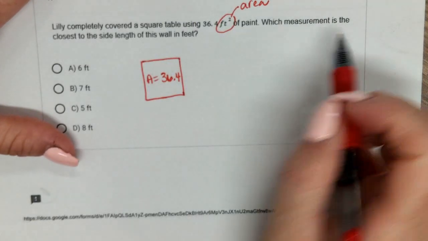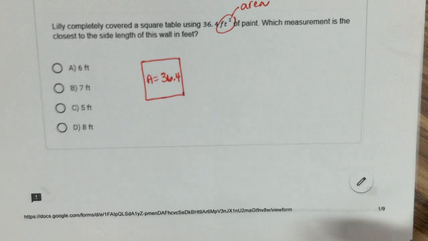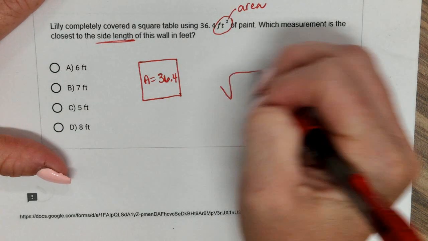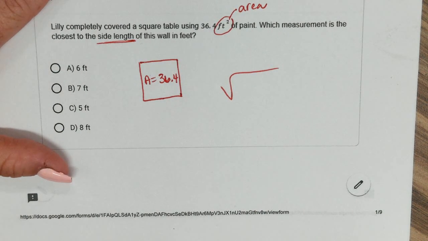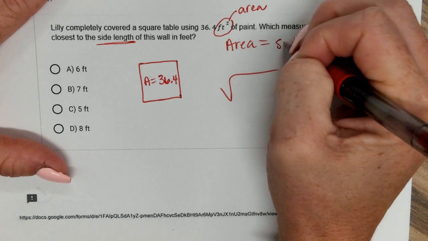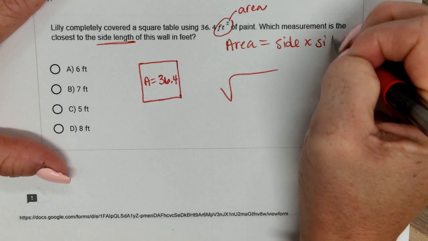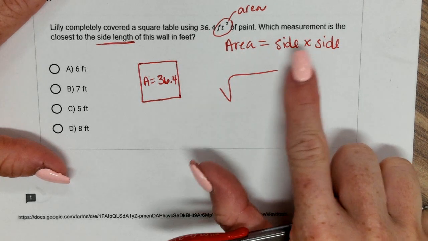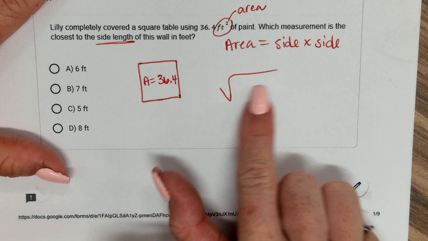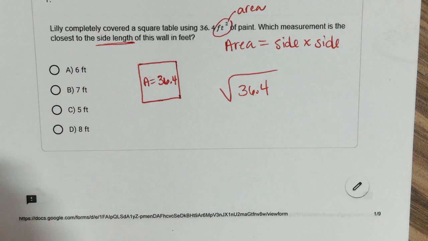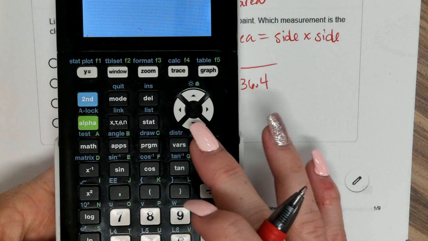It says which measurement is closest to the side length. If they give you the area of a square and they ask for the side length, all you have to do is square root the number. And I'll explain why. To get the area of a square, you do side times side. So you're asking yourself, what number times itself is this? Doesn't that mean square root? Yes, this means what number times itself is 36.4.